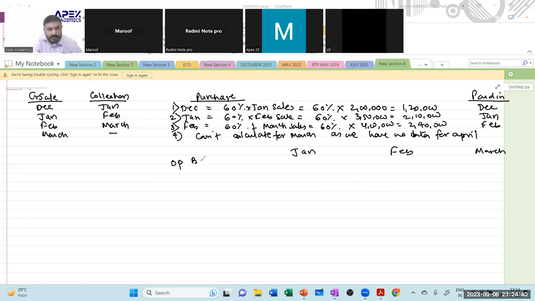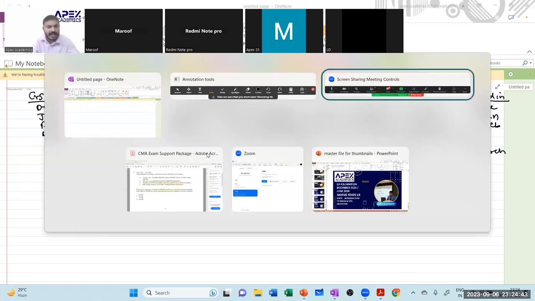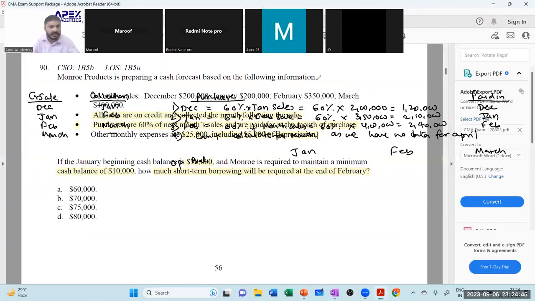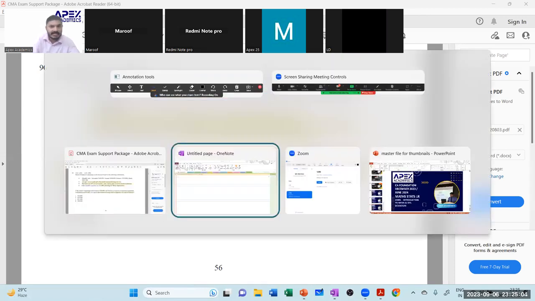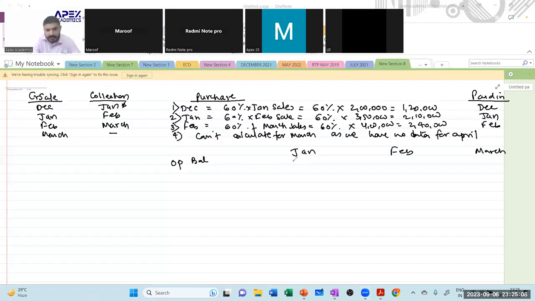January, opening balance. What is your opening balance for January? Your opening balance for January is given to you in the question as $30,000. Are they saying anything with respect to collection? Yes, they are. December sales will be collected in January. Please understand that. So opening balance here is 30,000. Now here I am writing collection.